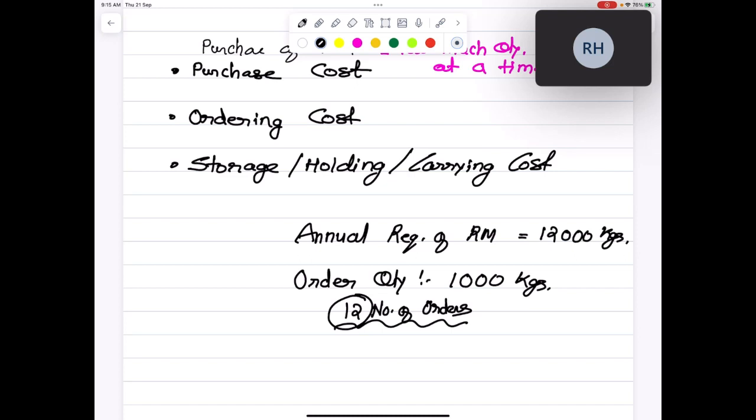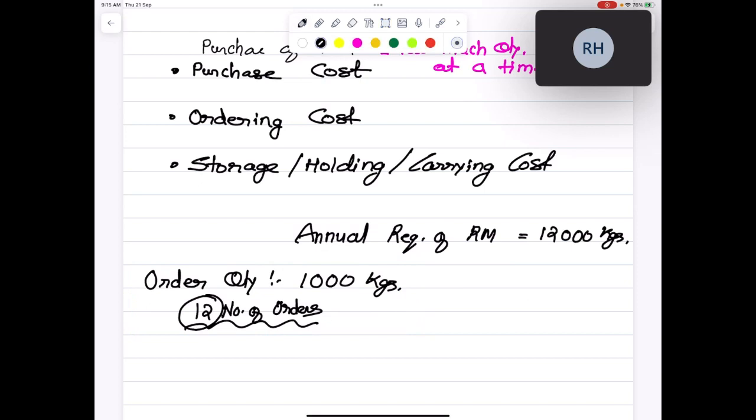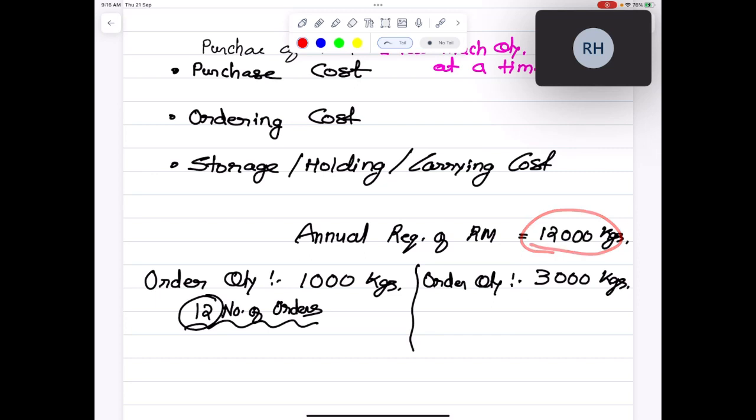Now let's change the situation. Suppose I have decided that the order quantity should be 3000 kgs. What does this indicate? In a single order, I will place order quantity of 3000. So to purchase 12,000 quantity in a year, how many orders should I place with the supplier? I will place 4 orders to the supplier. Number of orders. So just interpret this thing.